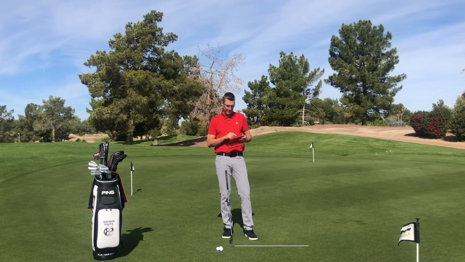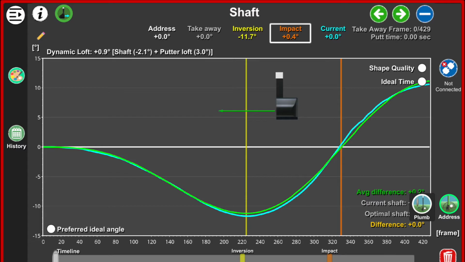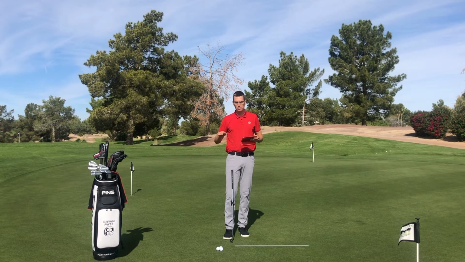If you don't, you can go ahead and click back and go into the face, the shaft, or the lie tile just to have the one graph and use the visuals with the putter and have that reference as you start getting used to what the graphs are doing. And think a lot of this is, what is the graph doing? What's the trend? It doesn't have to be the exact number.